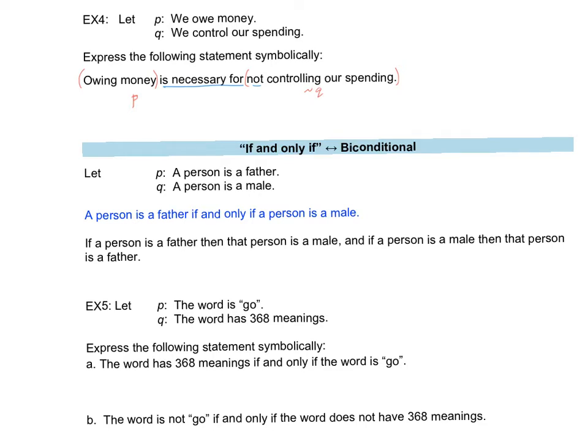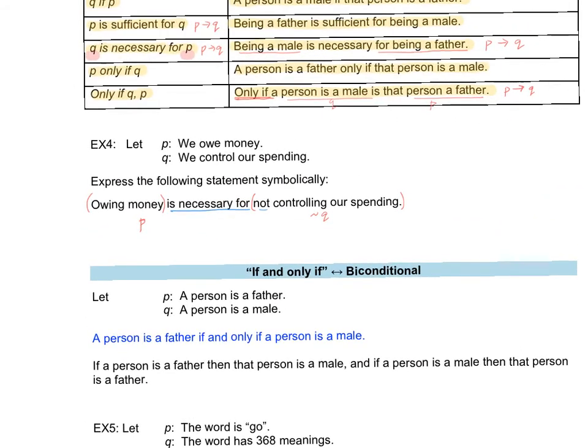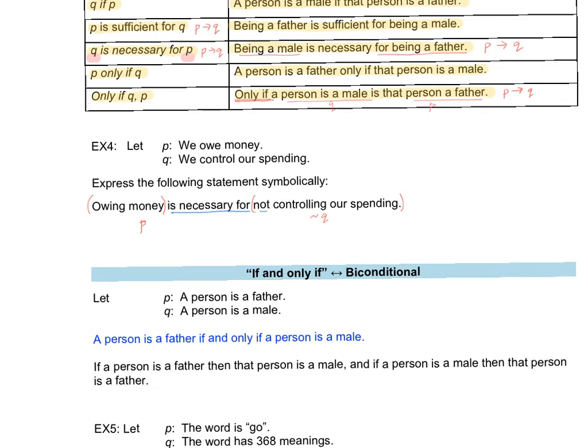So the question is, is it going to stay in the same order? Is it going to be P arrow not Q? Going back to the table, is necessary for means you switch the orders. If P came first, is necessary for means P is going to come last. So this would actually be if not Q, then P.